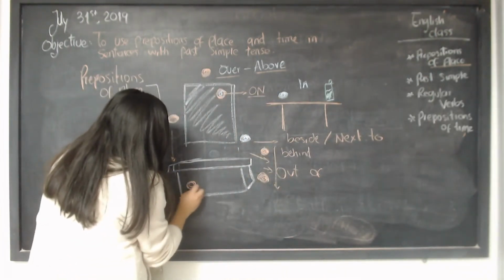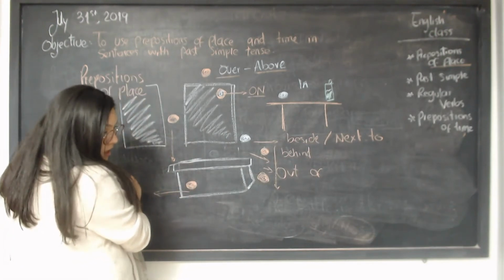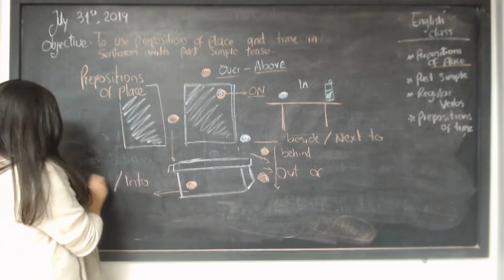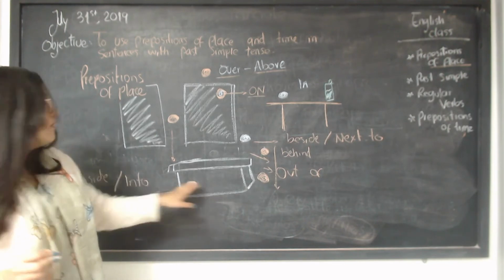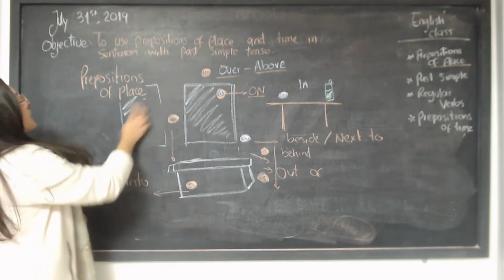So let's imagine that the ball is inside. So I have to say that it is into. Está dentro. So it is inside or into. La bolita está dentro de la caja, inside or into. Okay? Let's make some examples.